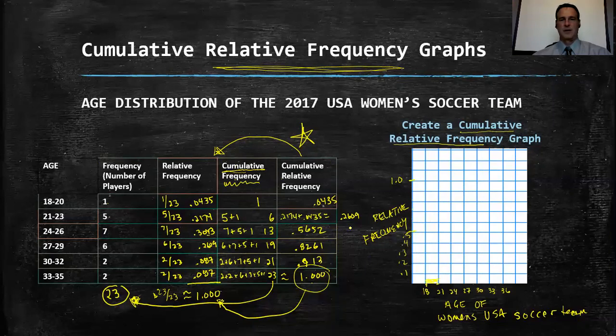And the next one is 0.2609. So 0.2609 is about right here. The third item is 0.56. It goes up about that high. The next one is 0.82. Now 0.9 is right here, 0.8 is just below it. So I'll just write it in here and fill that in.